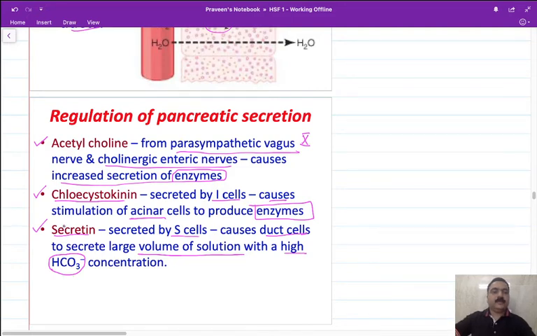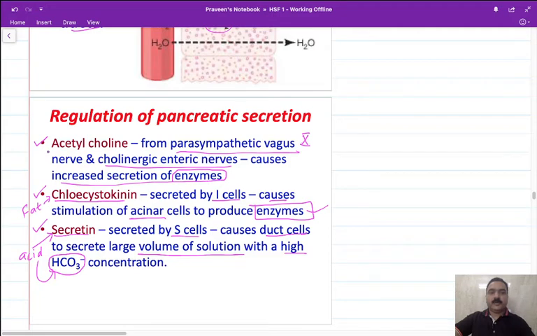So, if you think logically, secretin is stimulated by the acid. The acid has to stimulate what? The bicarbonate. You want to neutralize it with the help of bicarbonate, whereas CCK is stimulated by what? The fat and the other digested protein or carbohydrate particles. Fat is stimulating the I cells to secrete the CCK. So what should the CCK do? Increase the enzyme secretion that will help to digest the fat, the proteins and the carbohydrate. So that is very logical thinking.